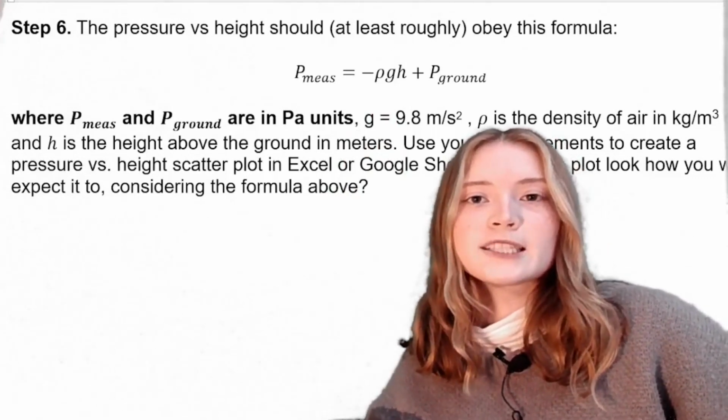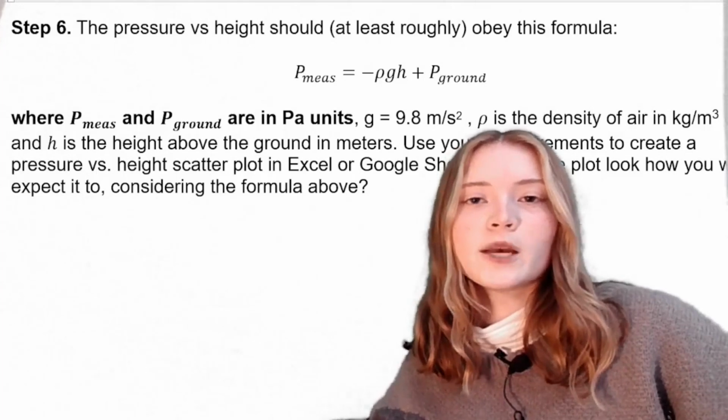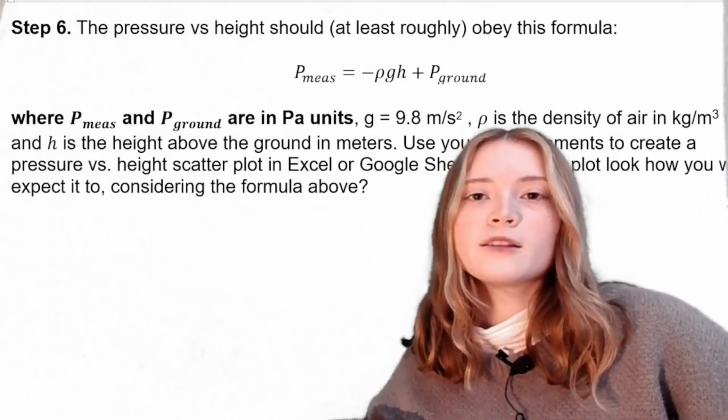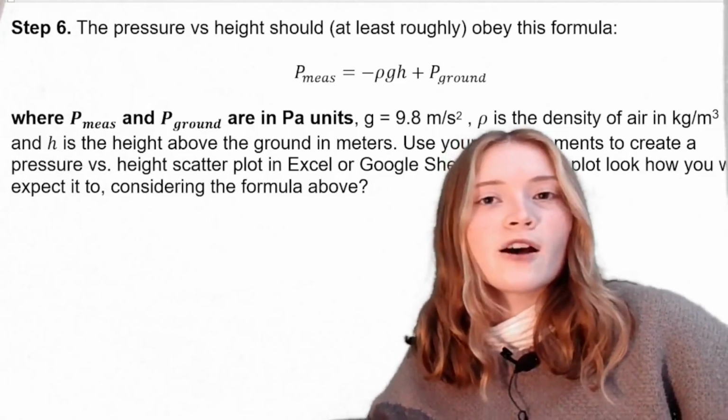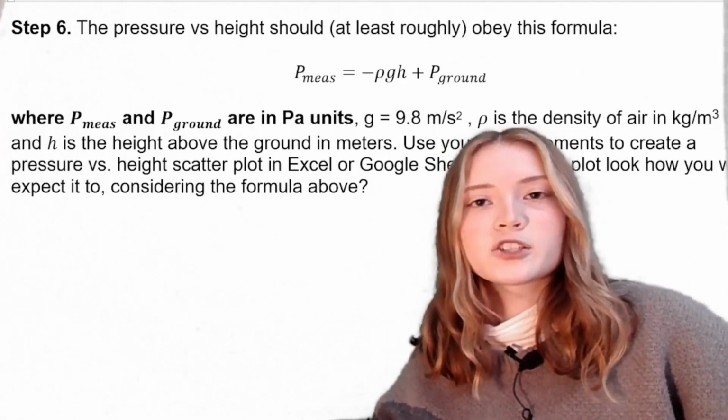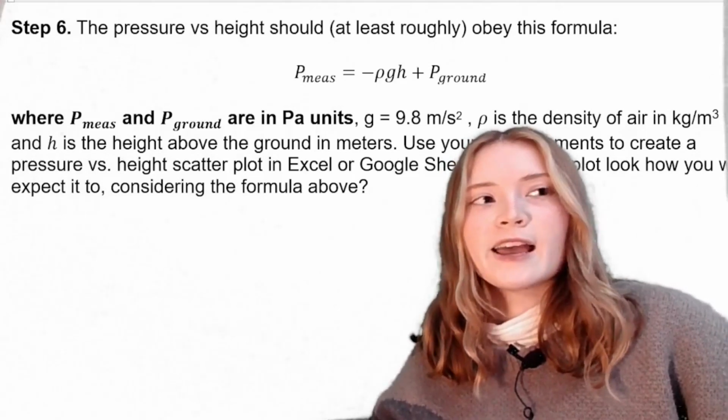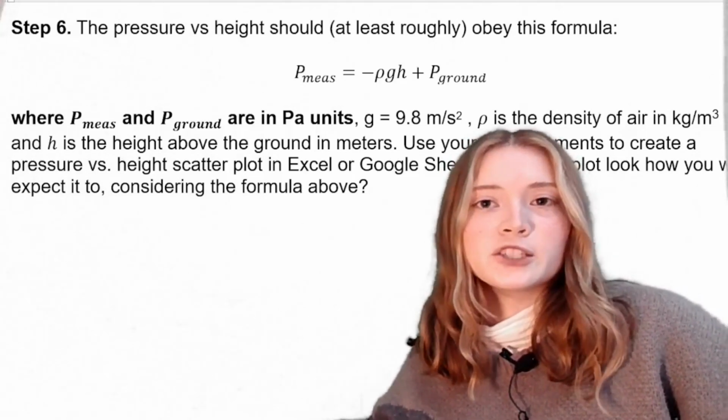So before we make our scatter plot, just take a look at this equation and try to think about what this relationship would look like if it were graphed. You might want to consider whether or not this is a linear relationship between pressure and height, and what that negative sign tells you about what the relationship looks like.